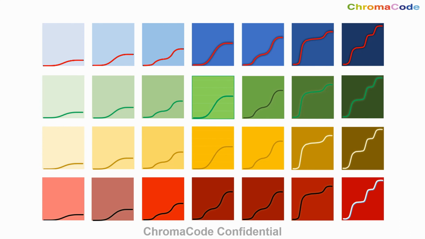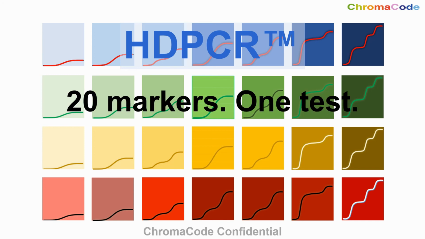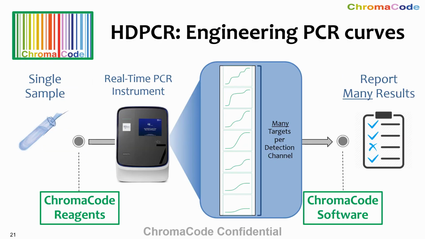At ChromaCode, we're a bunch of biochemists, engineers, and machine learning experts, and we've reimagined multiplexing in existing qPCR instruments. With high-definition PCR, we can enable you to run a panel of tests in a single PCR reaction. Markers for oncology, for infectious diseases, for gene expression. We've designed a set of multiplexed chemistries that allow us to engineer PCR curves. Now with that same PCR instrument, we can read out many targets in each detection channel. And with our cloud software, we can interpret these curves to map back to combinations of targets that were present in a reaction.